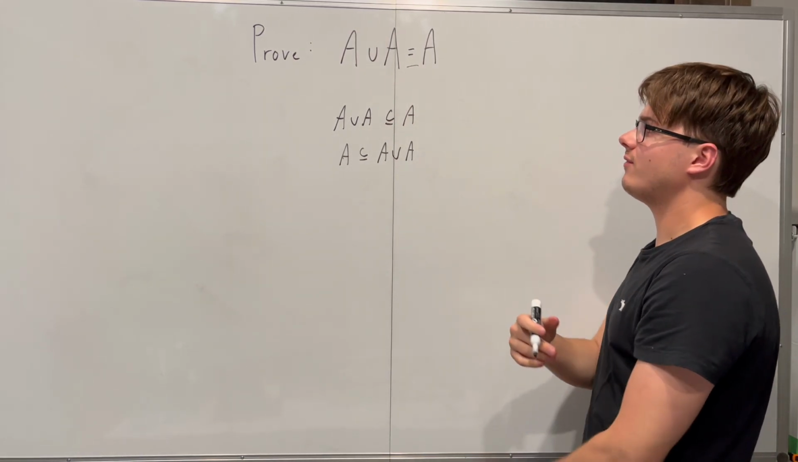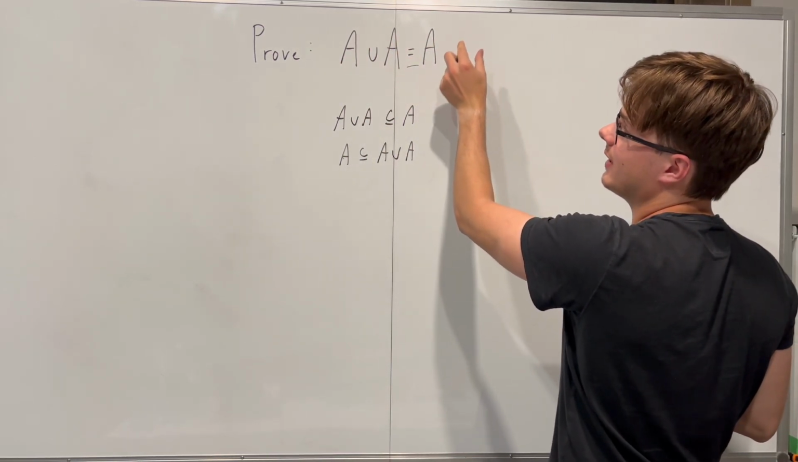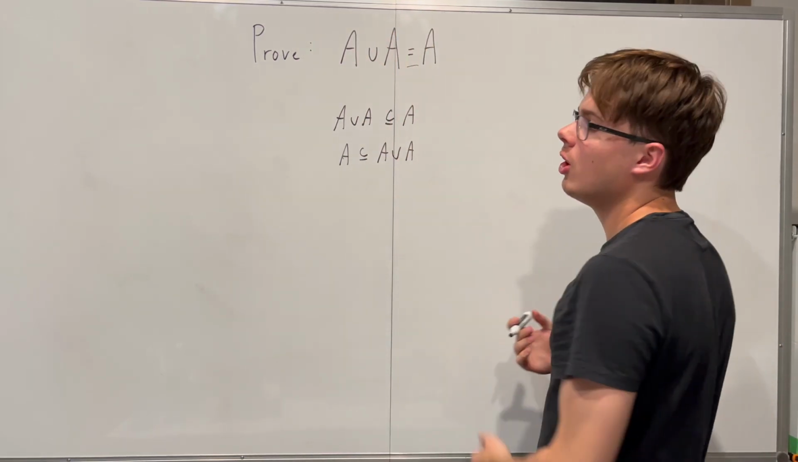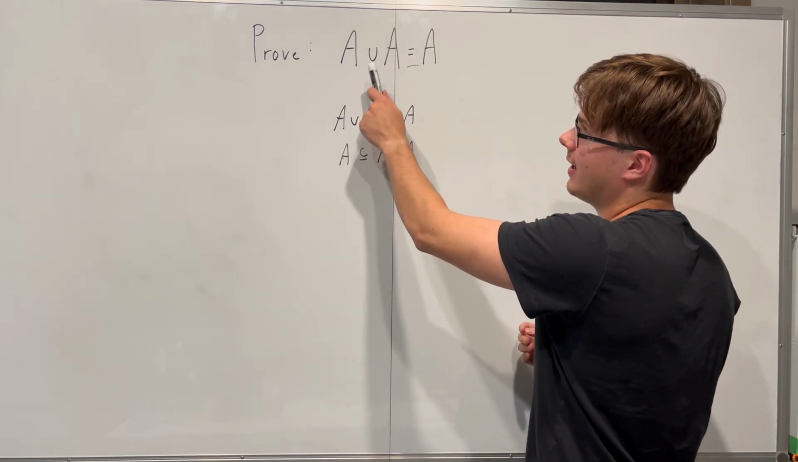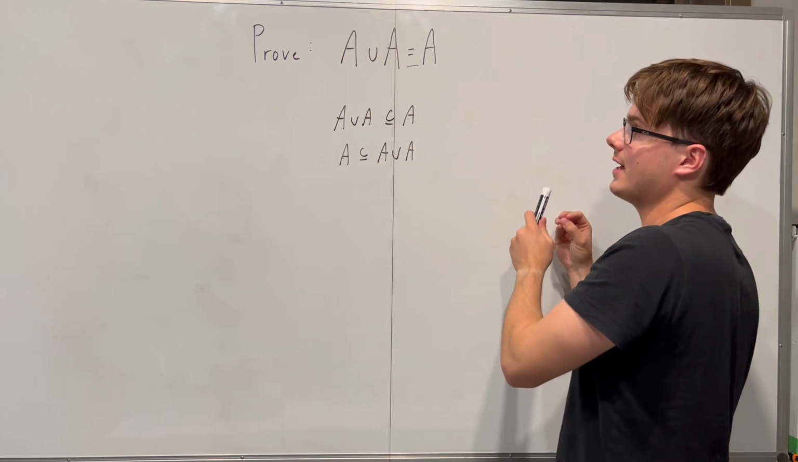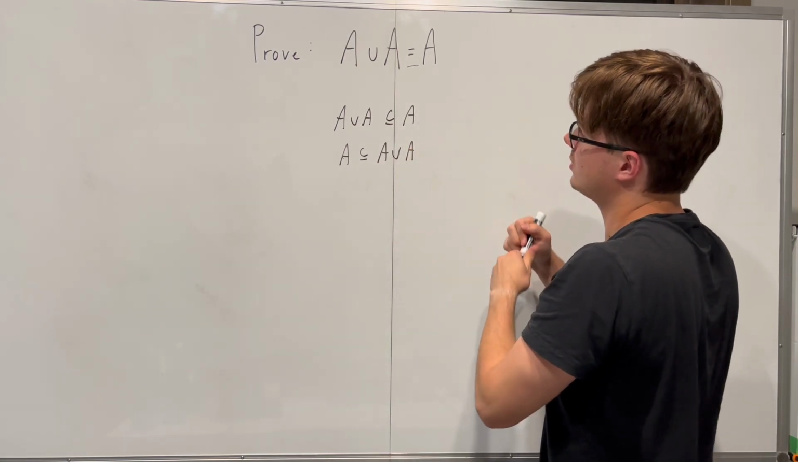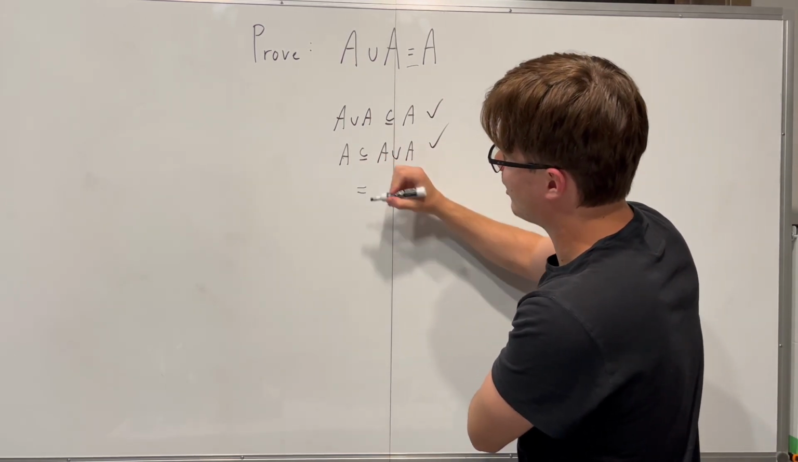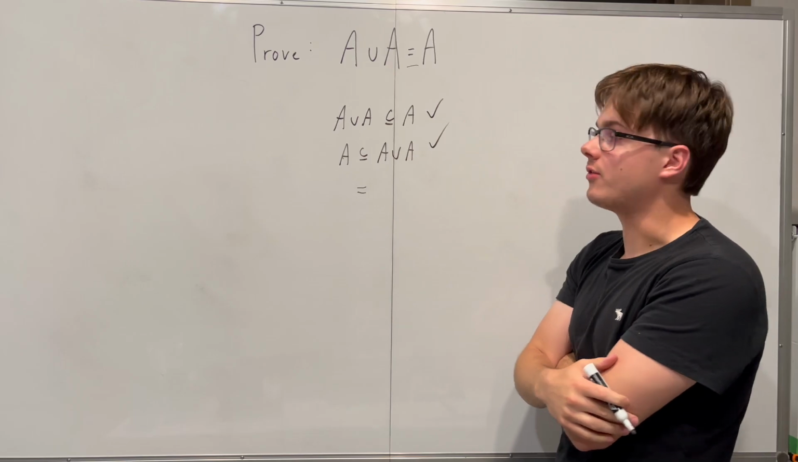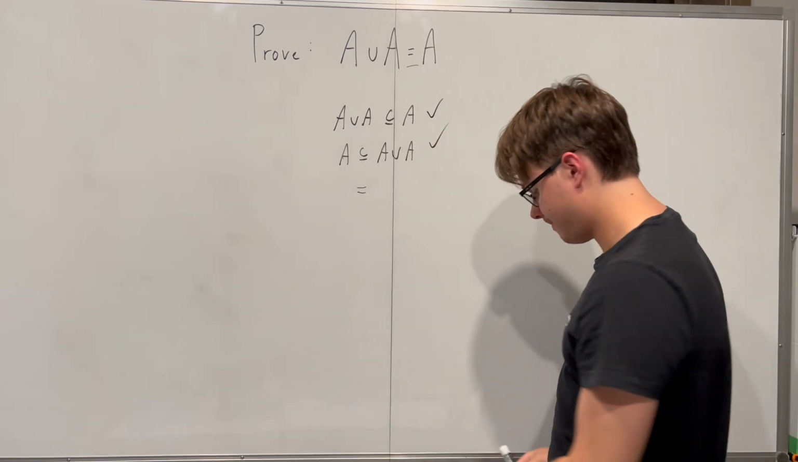Why did we have to do this? We have to show every element here is going to appear here, and every element here is going to appear here. Or more explicitly, every element on the left-hand side is going to be an element on the right-hand side, and every element on the right-hand side is going to be on the left-hand side. That's what these two mean. And both of these must be true in order for us to state that they are in fact equal to each other. So these are the two things we're going to try and prove. Let's go ahead and try that.